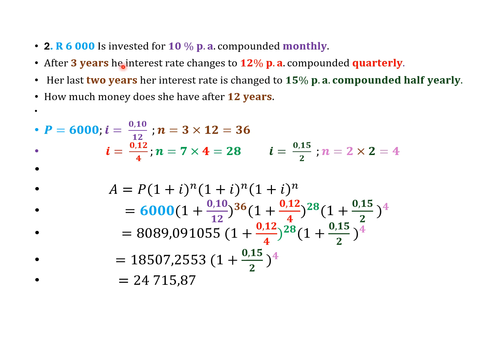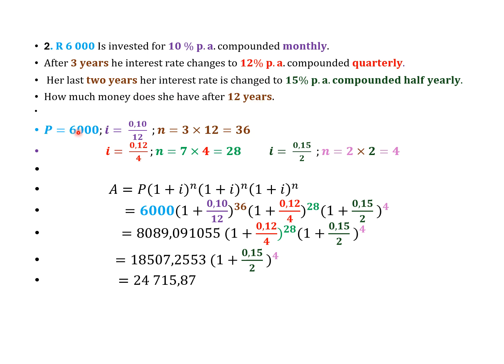Right, so they say 6,000 Rand is invested at 10% per annum compounded monthly. After 3 years, the interest rate changes to 12% per annum compounded quarterly. For the last 2 years, the interest rate changed to 15% compounded half yearly. My apologies. How much does she have after 12 years?